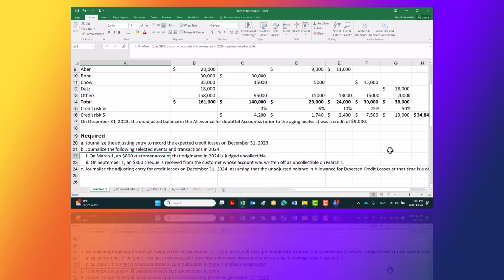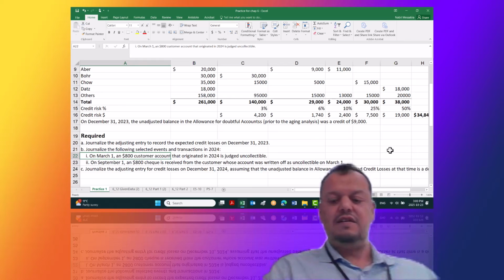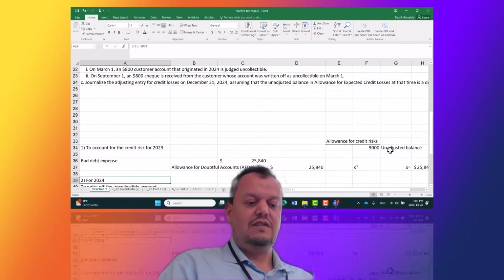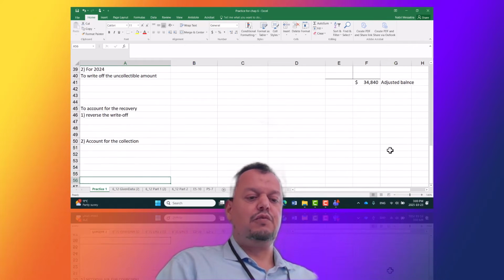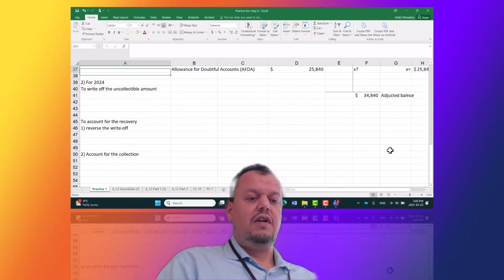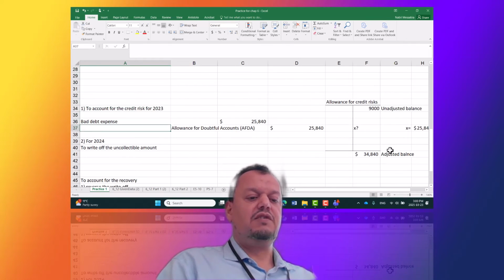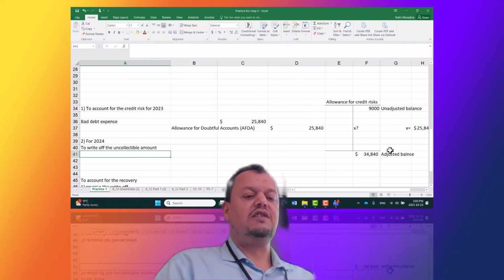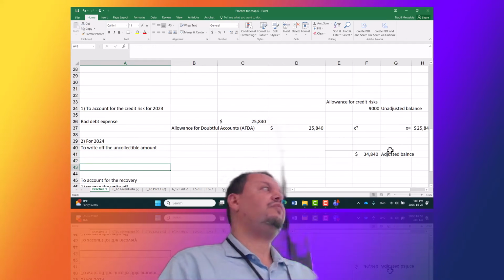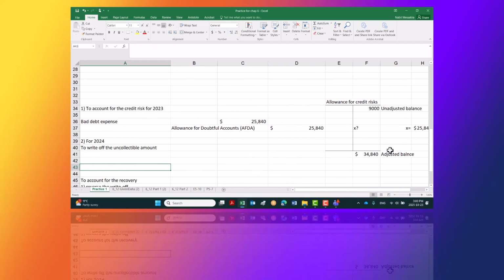To account for the non-recoverable amount. What journal entry should we do to account for the non-recoverable amount, which is the write-off? Account for write-off.